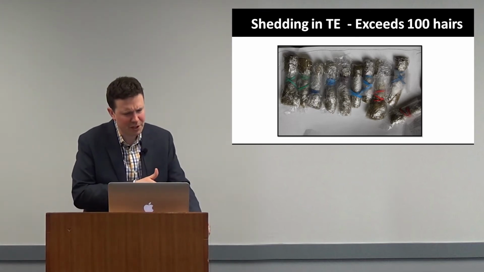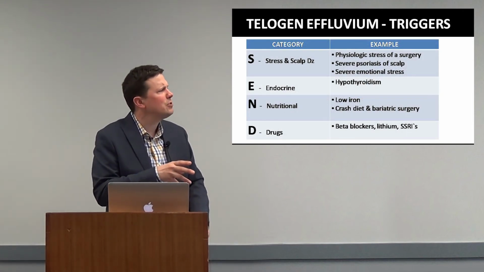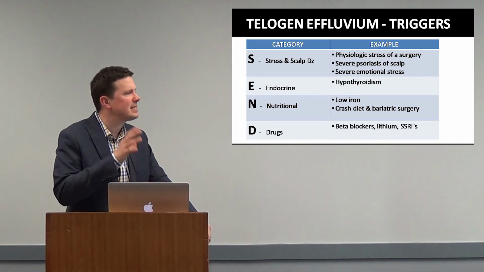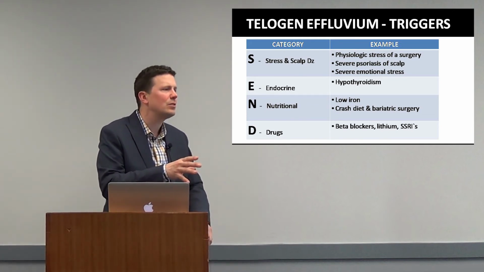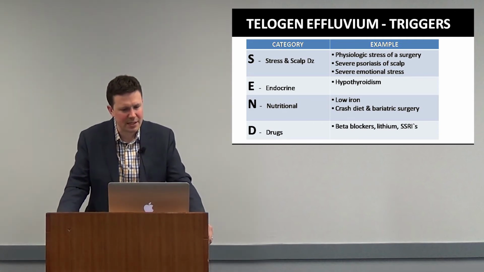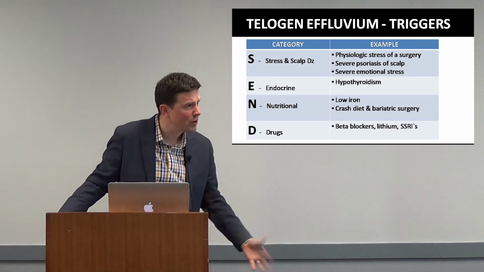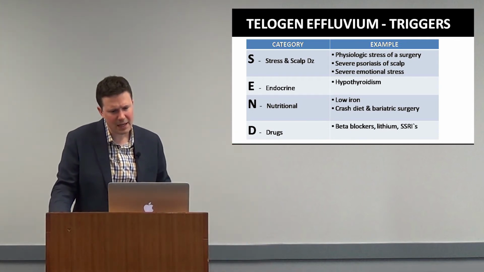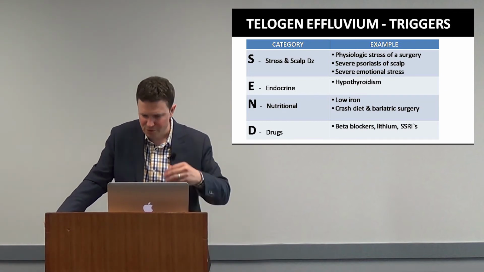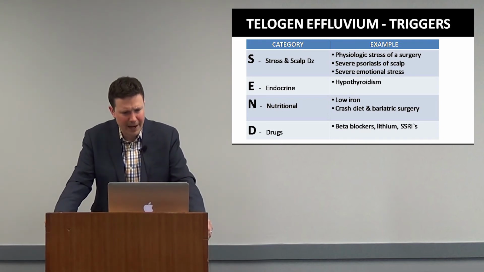What are the triggers of telogen effluvium? I use the so-called SEND mnemonic. These are the things that send a delicate hair follicle from the growing phase to the shedding phase. The S stands for stress and scalp diseases. Things like the stress of a surgery, psychological stress, a death of someone in the family, severe emotional stress can trigger shedding. Severe scalp disease, like psoriasis, can also trigger shedding.